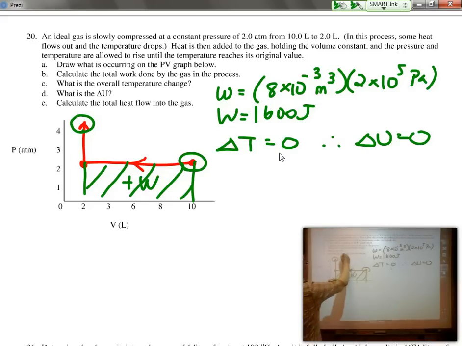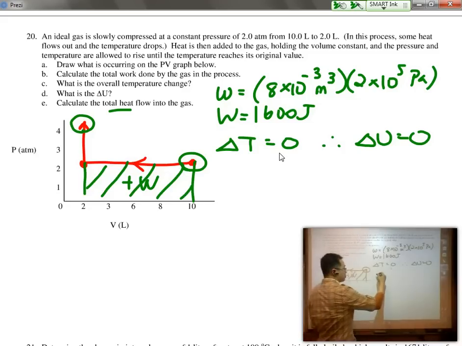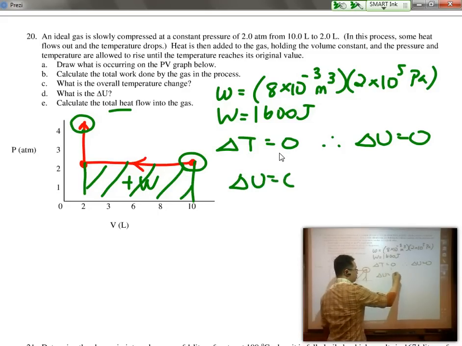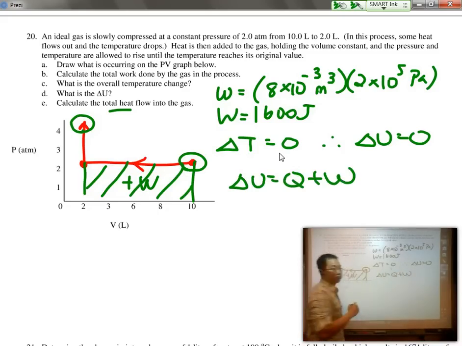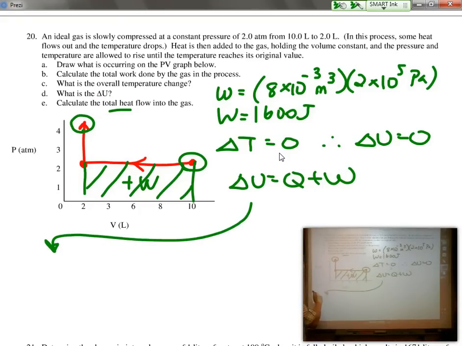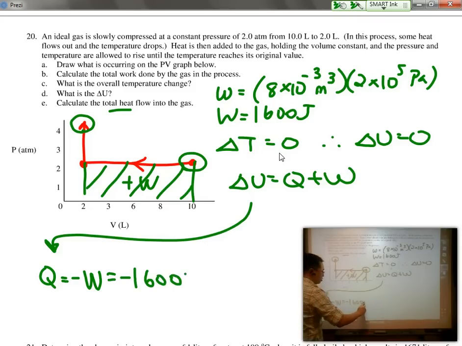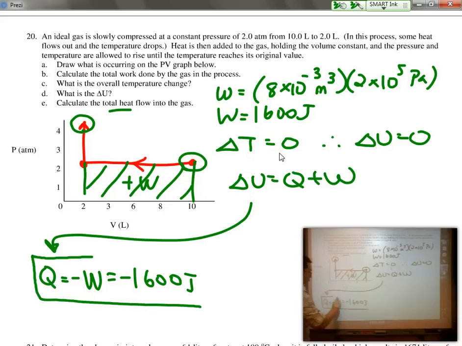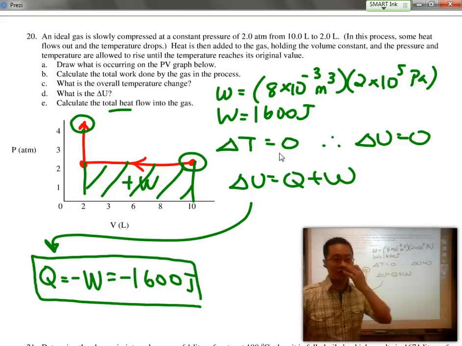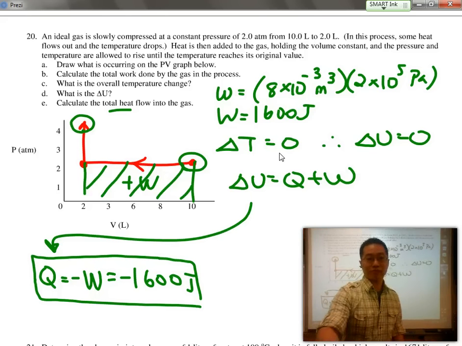So we're looking for how much total heat flows into the gas. That would simply be delta U equals Q plus W. And with delta U equals Q plus W, Q is simply equal to negative W, so in this case we're equal to negative 1,600 joules. Okay, so that's a very straightforward question.